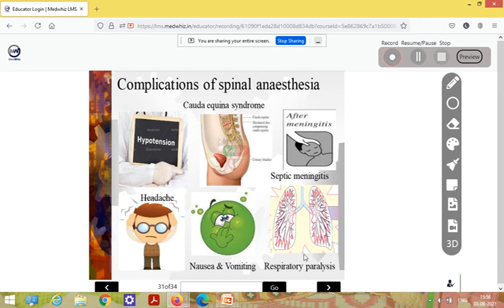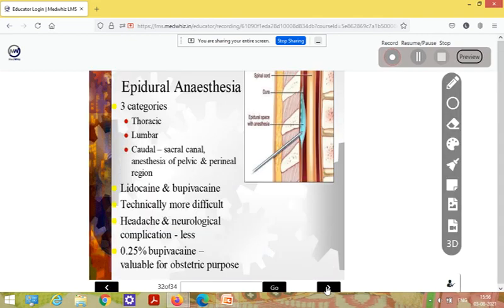As I told you with these segments, the autonomic blockade is usually two segments higher. So respiratory paralysis is one of the complications if at all you're not very careful in calculating the ascent of the local anesthetic. Then there is your epidural anesthesia.